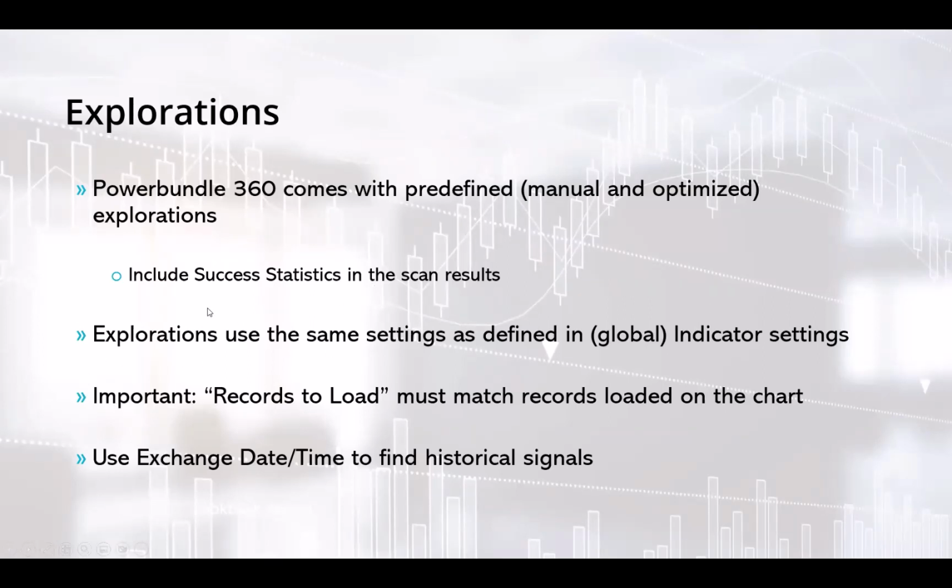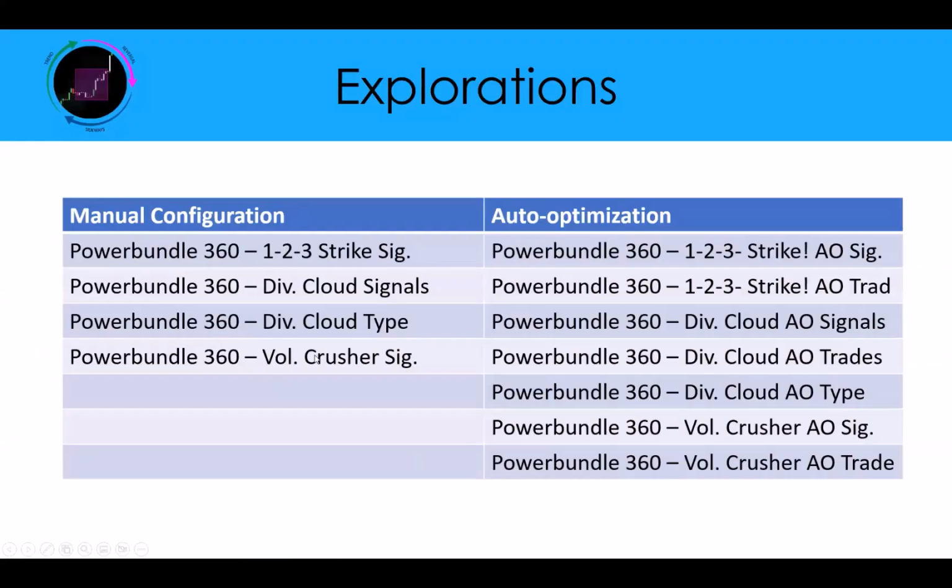I'm going to get to these points in just a second. As a reminder, we have 4 scans to be used with the manual configuration, and we have 1, 2, 3, 4, 5, 6, 7 scans to be used with the auto optimization feature of the AO version of the indicators. Now, how can we run these scans?